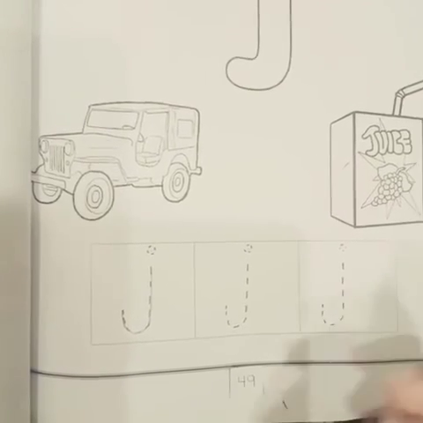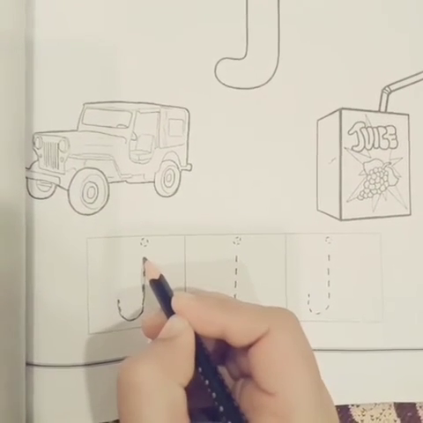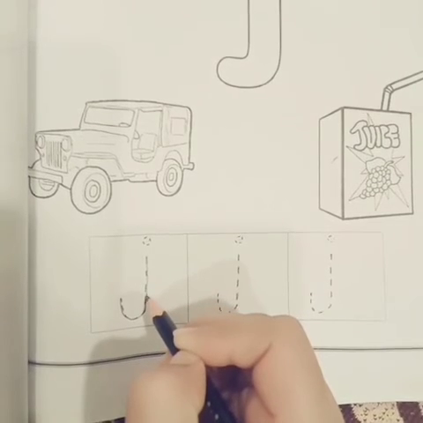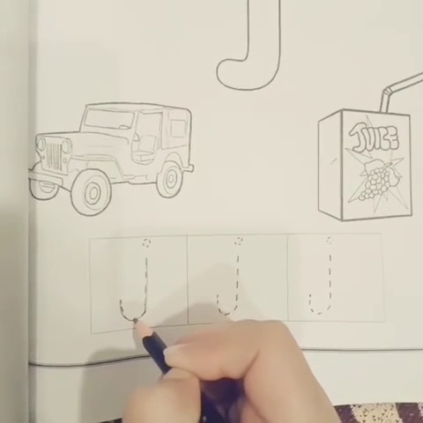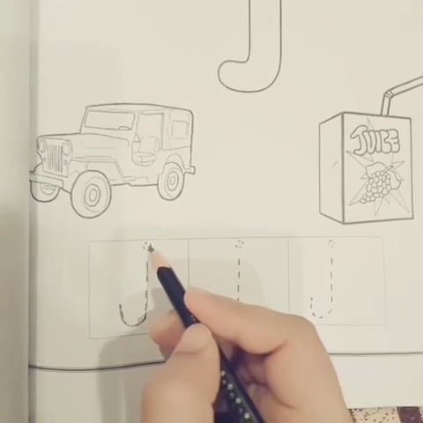For the tracing of letter J, we start from the top, come down in a straight line, and then we will make a backward loop like this. Add a dot above the line.